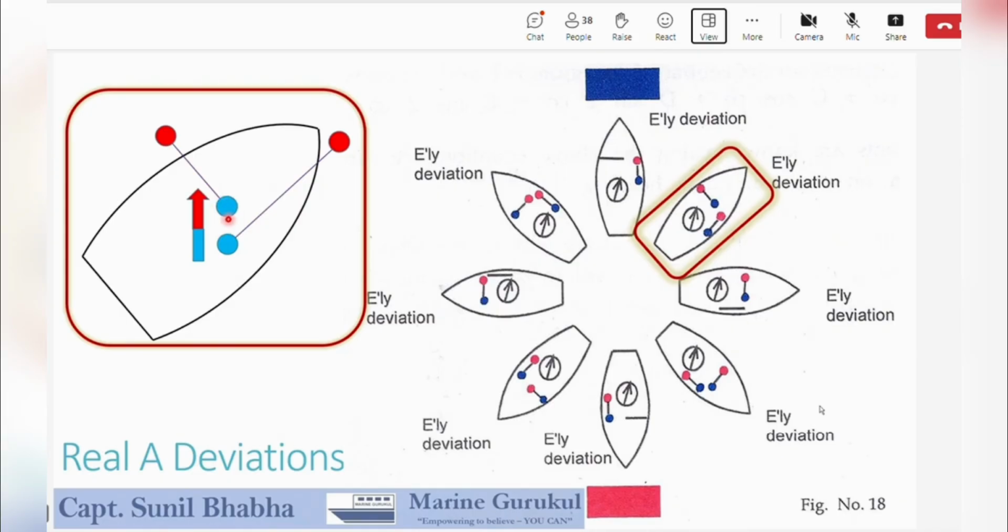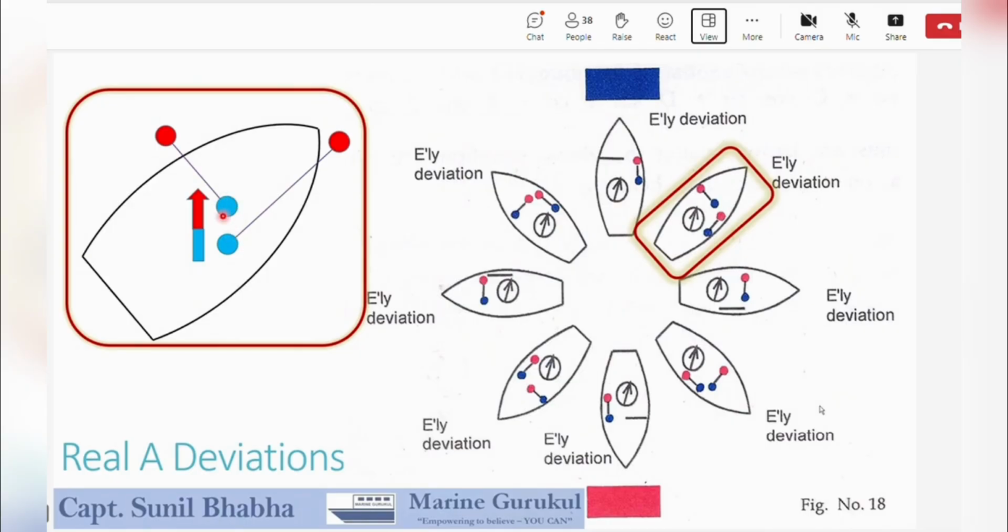And now you look carefully. The blue pole is generated in the longitudinal as well as the beam. And this is the pole which is closer to our compass. The red poles generated are far away from the compass. So blue poles are the ones which are going to affect our compass.